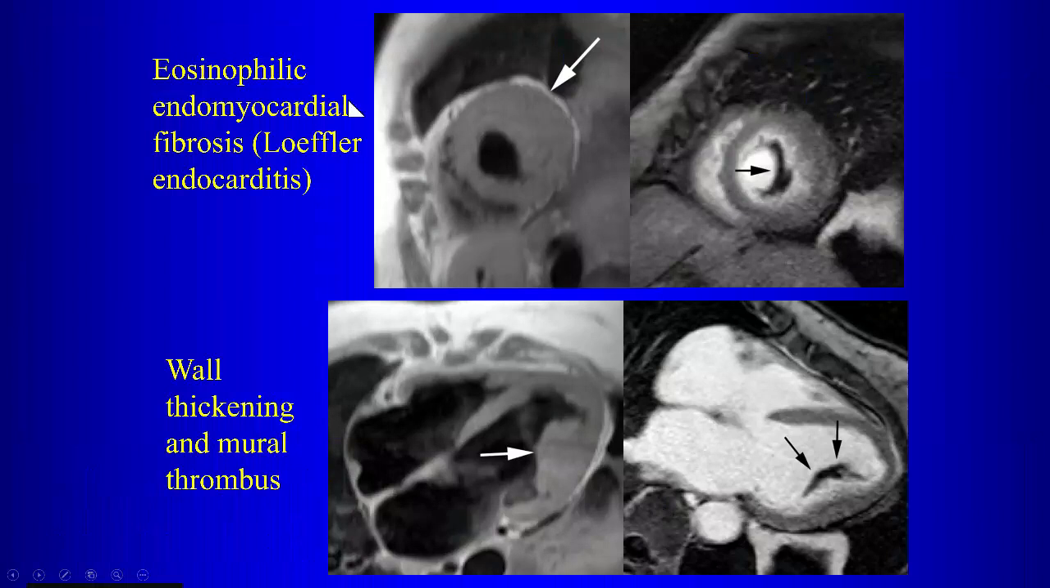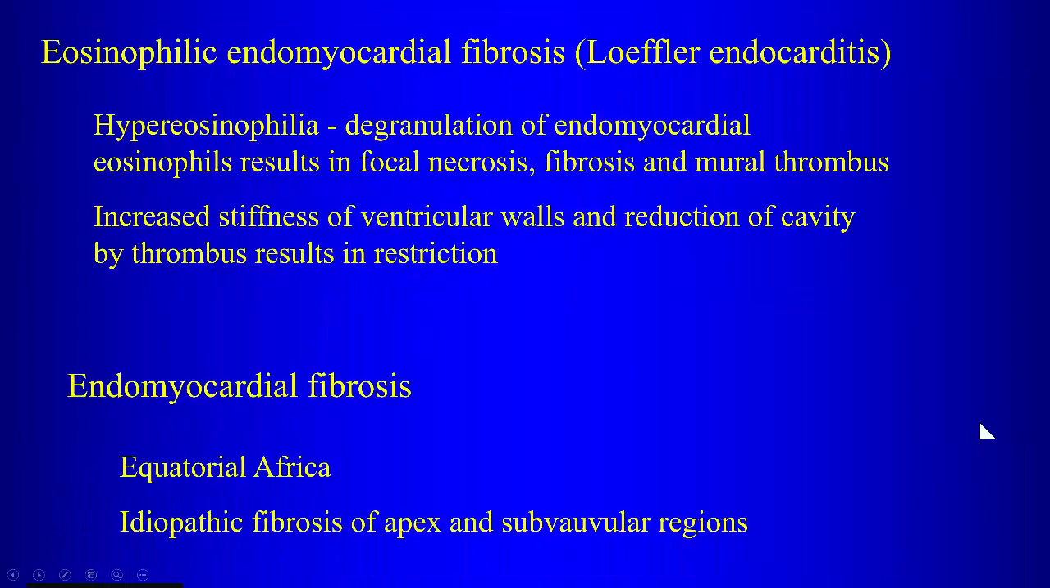Okay, so eosinophilic endomyocardial fibrosis or Loeffler's endocarditis. These patients can develop mural thrombi and can have subendocardial enhancement because of the damage to the endocardium. So we've gone through the pathophysiology here. They can also have stiffness of the ventricular wall, so this is a cause of restrictive cardiomyopathy. It can occur from hypereosinophilic states. There are some other rarer causes also that can occur in Africa.